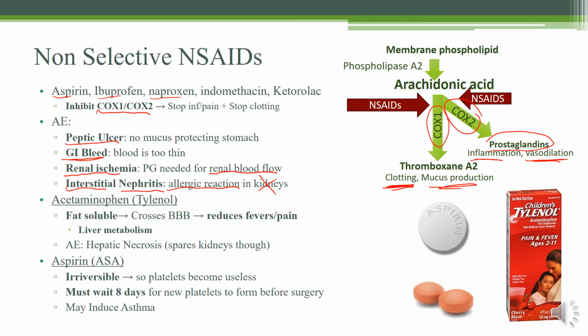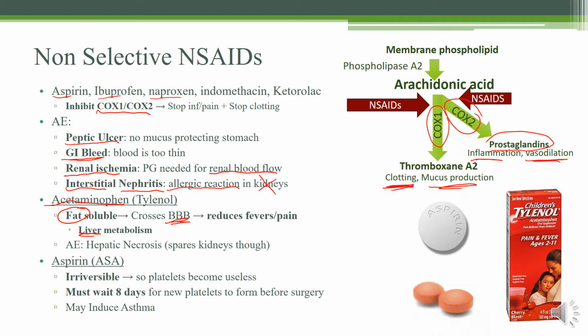Now, moving on, let's talk about specific NSAIDs that are often tested. Acetaminophen is often tested because it's very different from the other ones, and it's different because it's actually fat soluble rather than water soluble. And every time I say fat soluble, I want you to think of two things. I want you to think that it can cross the blood-brain barrier, and it's more likely to be metabolized by the liver. And this actually raises some new implications for this drug.